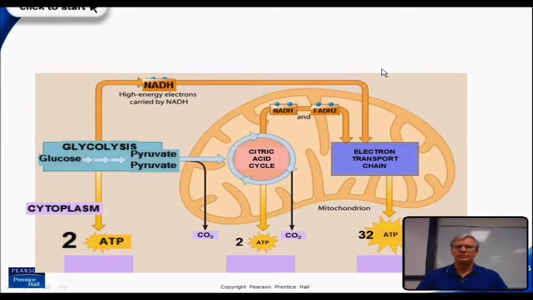for the cell. Now, these pyruvic acid molecules are going to diffuse into the mitochondria, and if oxygen is present, the second stage of cellular respiration will take place, and that's called the citric acid cycle. It's also called the Krebs cycle, K-R-E-B-S, Krebs cycle. Either name is used, so know them both.